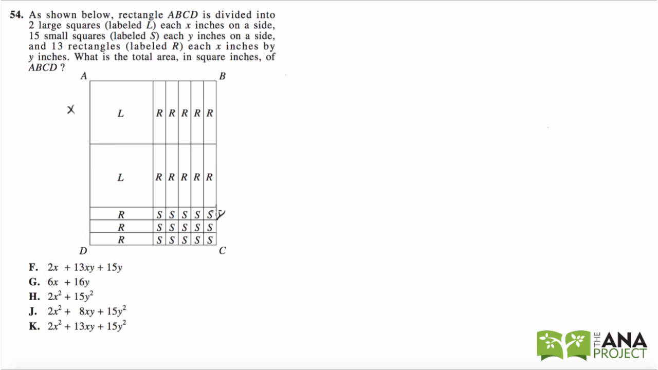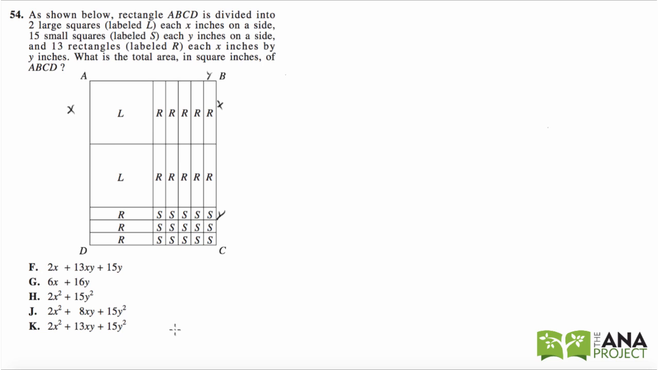So each side here is Y inches. And 13 rectangles labeled R. And here are all 13 rectangles labeled R, each X inches by Y inches. So this part would be X, and then this part will be Y. Because remember, S is Y inches on each side, L is X inches on each side, so R will be X by Y. What is the total area in square inches of ABCD?